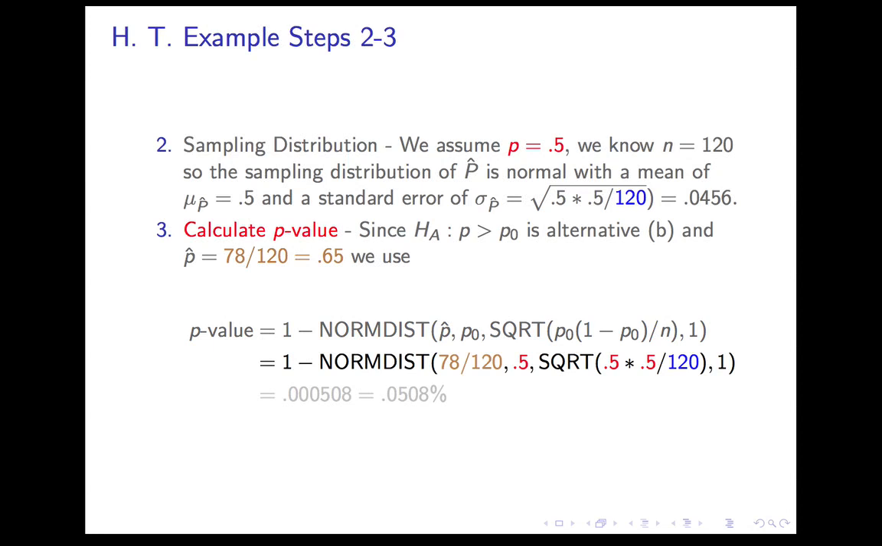We take 1 minus NORM.DIST of 78 over 120, we put in 0.5 in the second slot, we put in the square root of 0.5 times 0.5 over 120 in the third slot, 1 in the last slot. Here is a place where if you round off your calculation of the standard error and place the rounded number in there, your p-value may look quite a bit different from mine. The best way to avoid that is to put the exact formula in. This works out to 0.000508, or 0.05%. So that's our p-value.